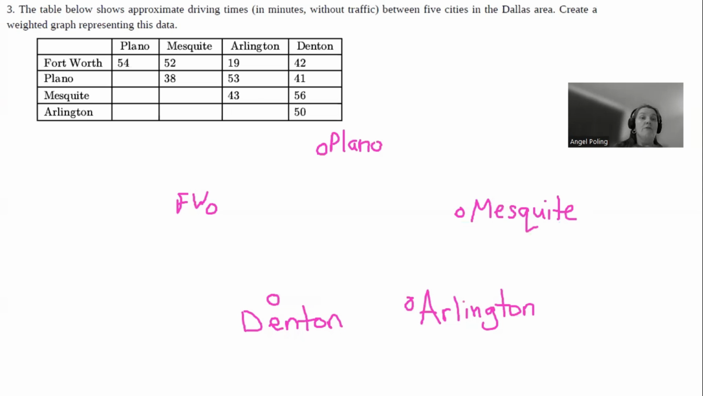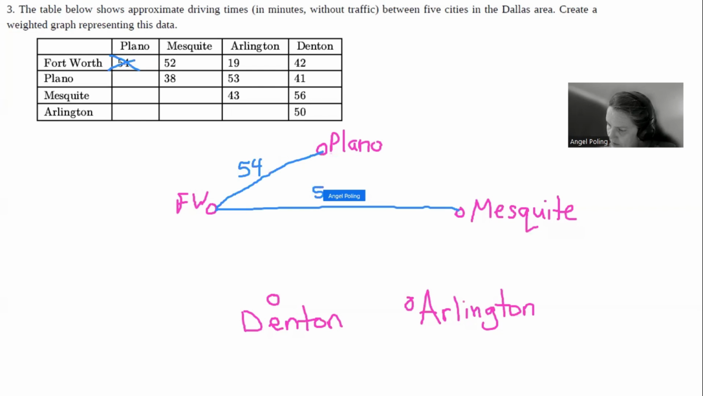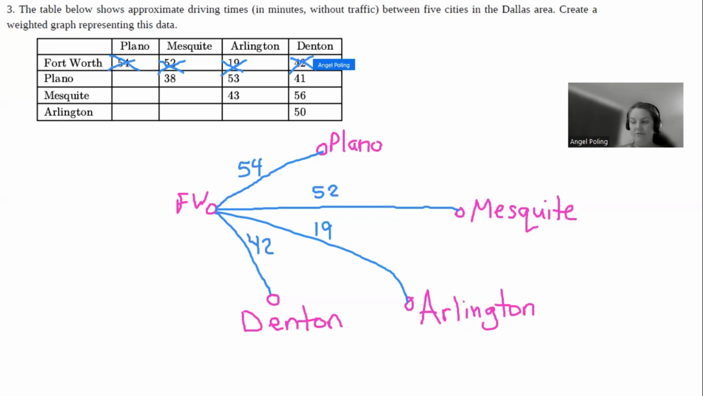All right, so Fort Worth to Plano is 54. Fort Worth to Mesquite is 52. Fort Worth to Arlington, 19. Probably writing those in the wrong spot. Denton, 42. Okay, so Fort Worth to Mesquite, 52. Fort Worth to Arlington, 19. Fort Worth to Denton, 42.